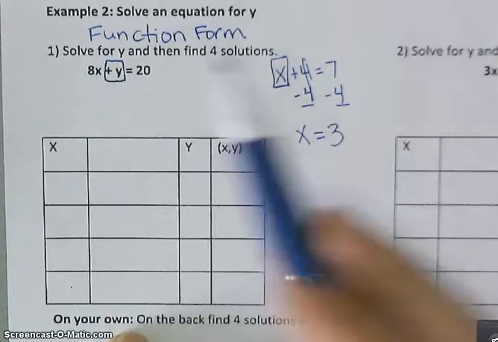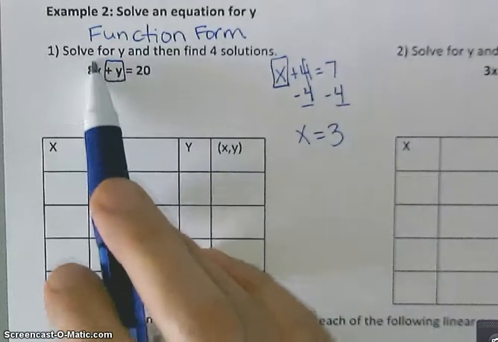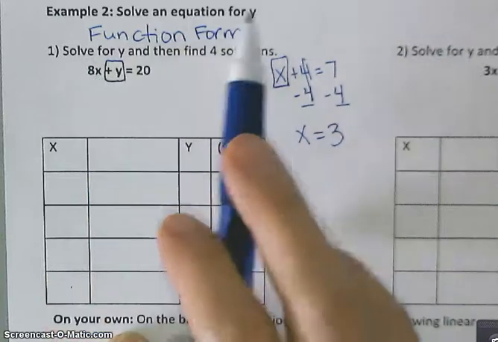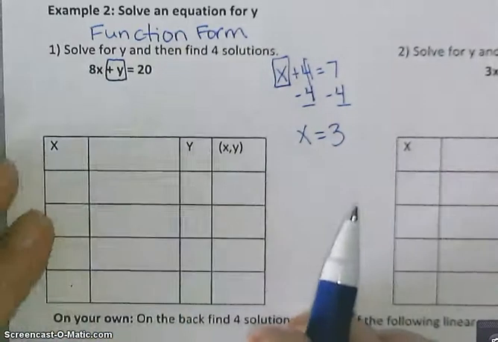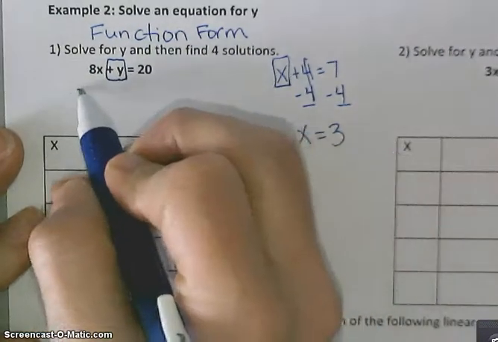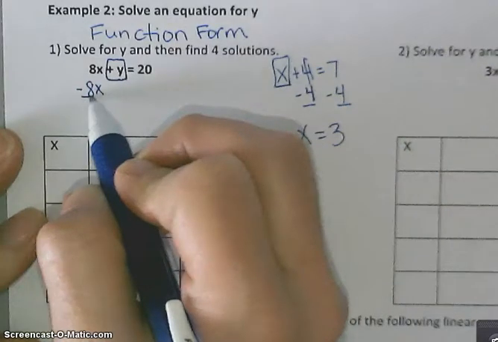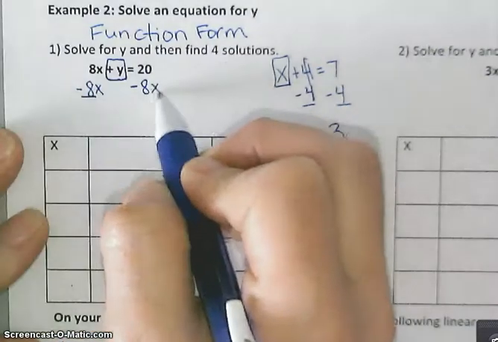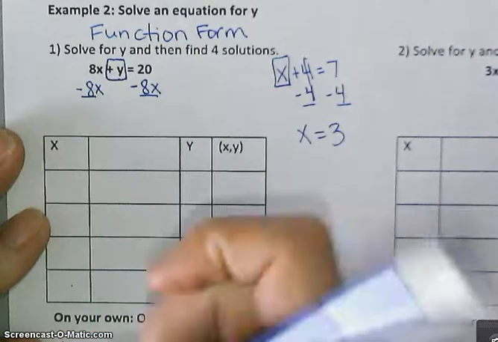I have x and y here. Well, I don't want the 8x anymore. I want to get rid of it completely on this side. So I have a positive 8x. So in order for me to completely get rid of it, I need to subtract 8x from both sides.